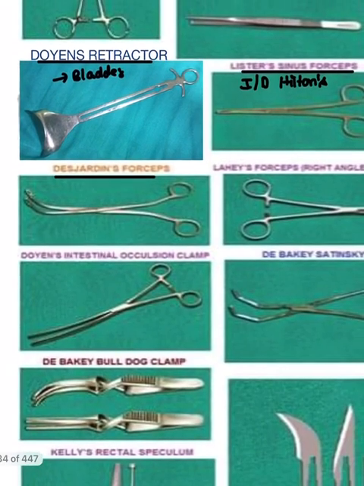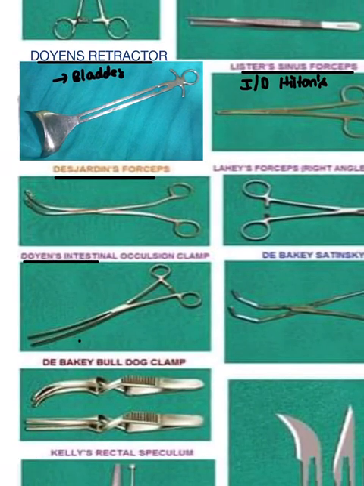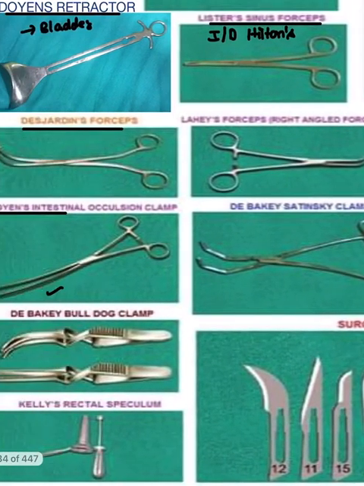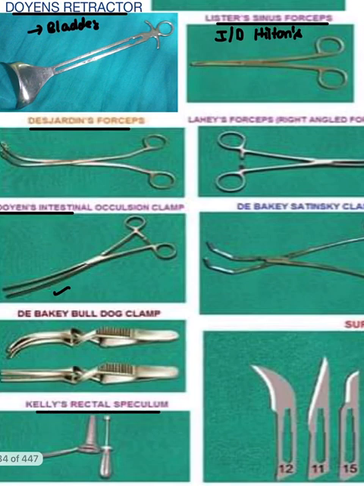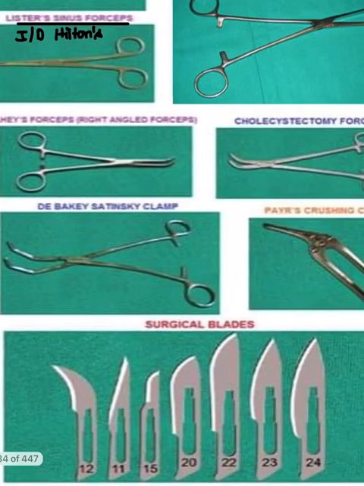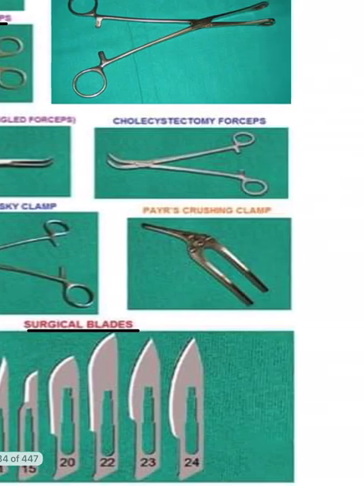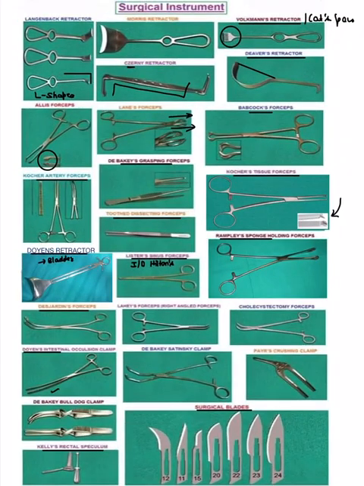Then we have Doyen's intestinal clamp. See, there are serrations throughout it. Then we have the Cusco's rectal speculum in order to examine. Then surgical blade, we have already discussed all the surgical blades guys.